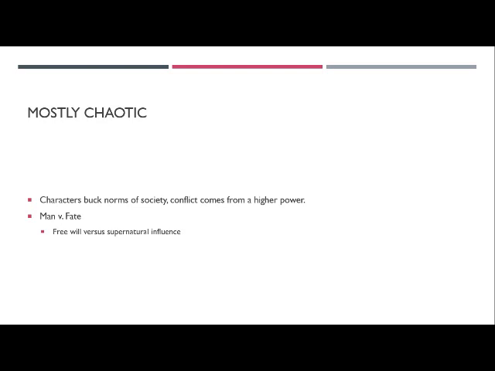When characters are mostly chaotically aligned on the lawful chaotic axis, meaning they do not care for the rules of society at all, then the conflict has to come from a higher power attempting to impose an ultimate authority that cannot be negotiated with. This is when you're going to get a man versus fate conflict. Another way to look at this is free will versus a supernatural influence, something like the Oedipus Rex story, for example.